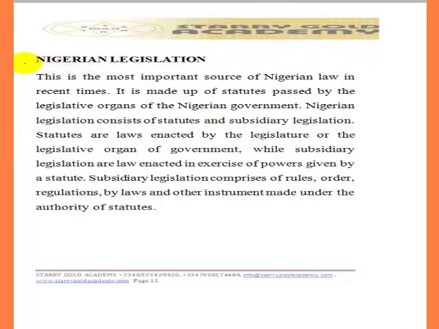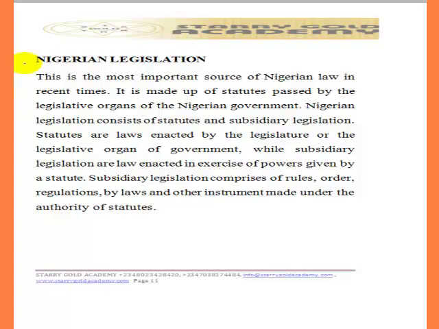Let us look at Nigerian legislation. We are finished with the received English law. This is another important source of Nigerian law, and it is also part of the primary sources. So we have Nigerian legislation. Nigerian legislation means law passed by our lawmakers.